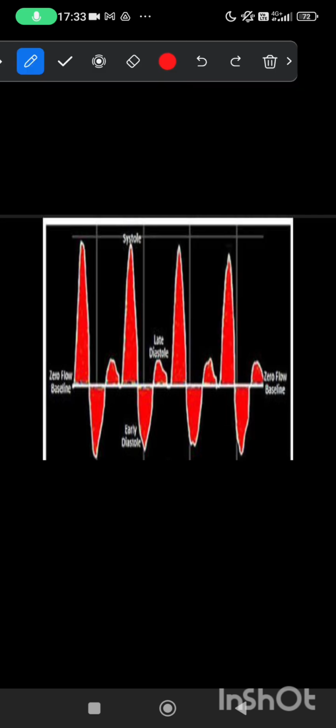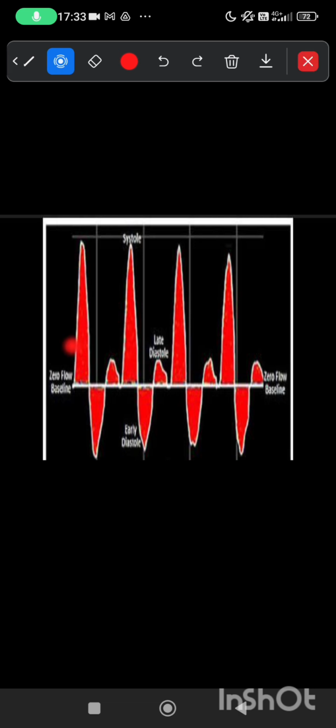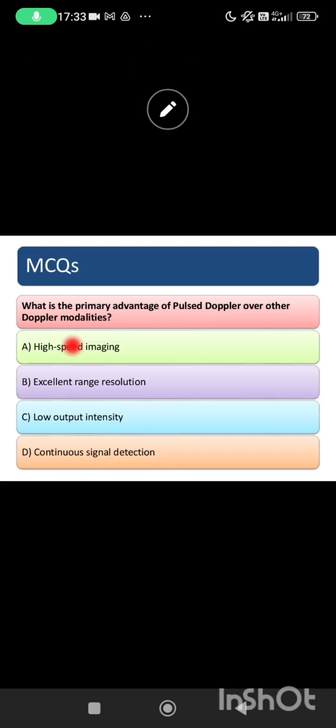Okay, Dr. Awadia, is this a biphasic waveform or a triphasic waveform? The triphasic waveform. Yes, this is triphasic. First we can see systole, then we can see flow reversal in early diastole, and then we can see forward flow again in the late diastole. So this type of waveform is known as a triphasic waveform.